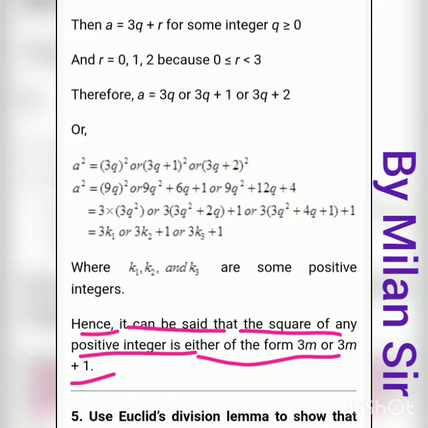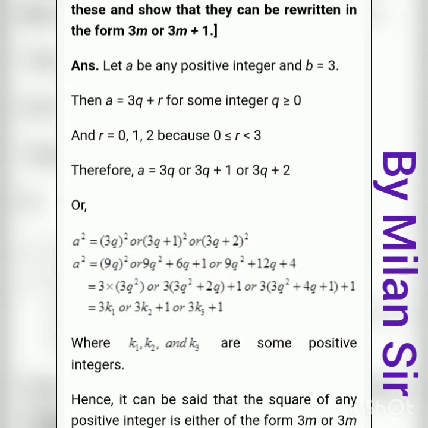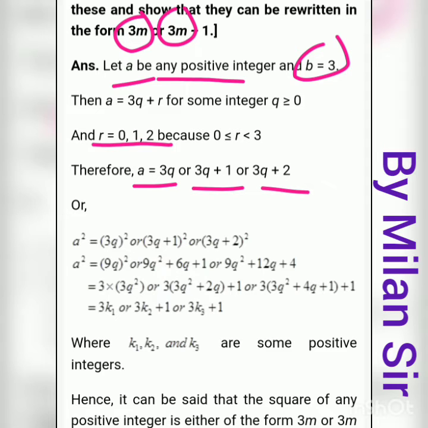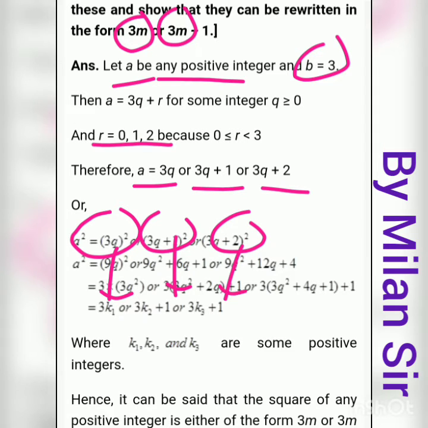So what we need to do is convert all our possibilities into the form of 3m, otherwise 3m plus 1. First of all we need to decide a and b. A is any positive integer; for b here we want 3m, 3m plus 1, that's why we take 3. If we take b equal to 3, then we have 3 possibilities for r: 0, 1, 2, right? So a is equal to 3q, otherwise 3q plus 1, otherwise 3q plus 2, and we need to take the square here, right? So here we get 3k1, 3k2 plus 1, 3k3 plus 1, so hence proved.